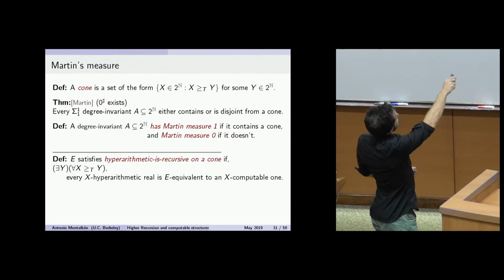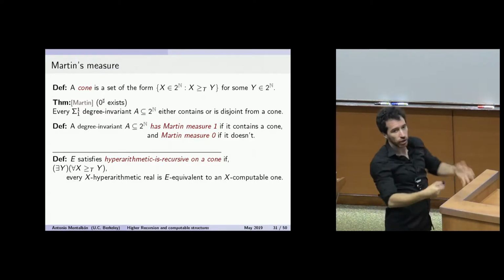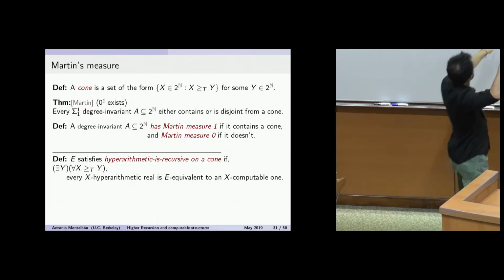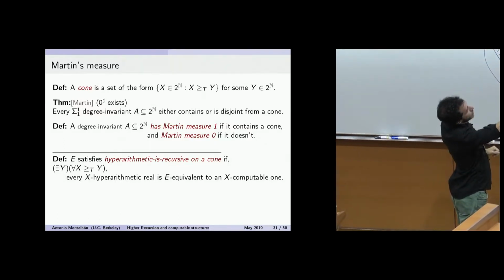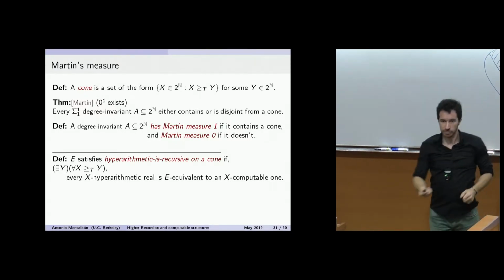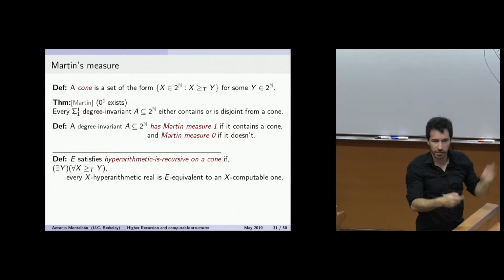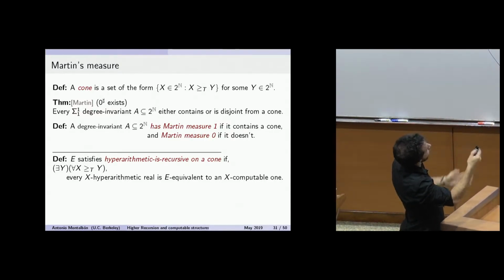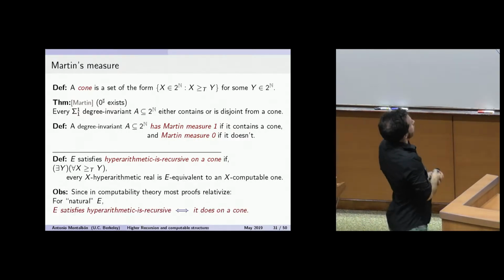So when I say that an equivalence relation satisfies hyperarithmetic is recursive on a cone, I mean relative to all oracles on a cone. There exists a y that is the base of the cone, such that for every x above it, the property is true relative to x: every x-hyperarithmetic real is E-equivalent to an x-computable real. So you relativize to almost everybody. Usually, when I say something on a cone, it means that thing is true relative to all oracles that belong to some cone.